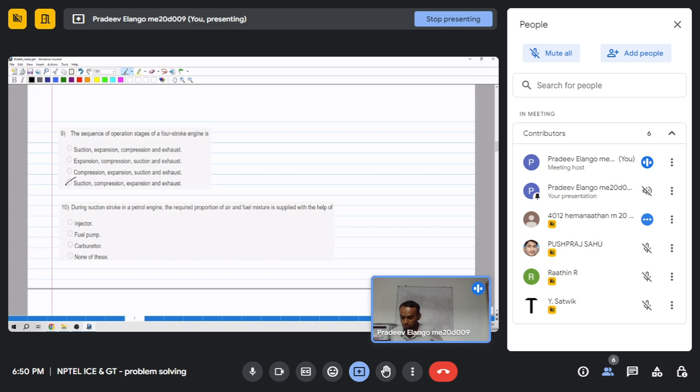Next question: during the suction stroke in a petrol engine, the required portion of air and fuel mixture is supplied with the help of an injector, fuel pump, carburetor, or none of these. Carburetor. Carburetor it is. Injector and fuel pump are used in a diesel engine.